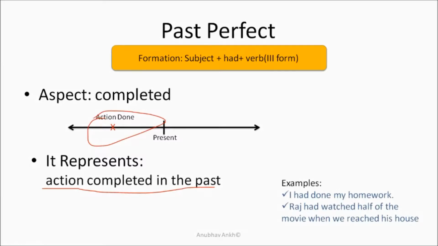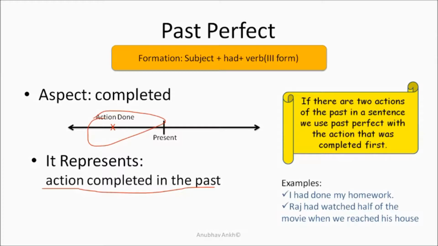Example: I had done my homework. Raj had watched half of the movie when we reached his house. So the action is completed. Half of the movie was completed. Clear? Whatever work we are talking about here is completed.